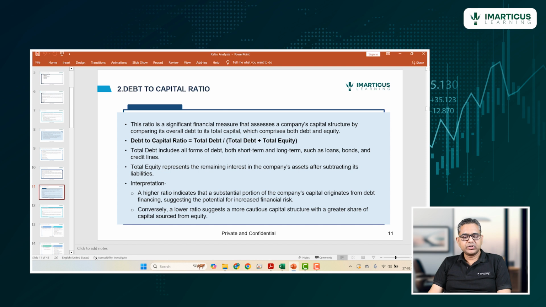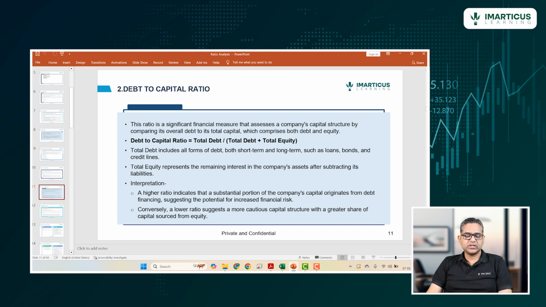Interpretation: a higher ratio indicates that a substantial portion of the company's capital originates from debt financing, suggesting the potential for increased financial risk. That means if the company is continuously taking more and more debt, then this proportion of debt to capital will keep on increasing, and it may reach from, let's say, 30-40% to 60-70%, 80%, which is not a good sign. That means 80% of my financing is done through debt, which is very risky for a company to sustain and remain solvent in the long run.